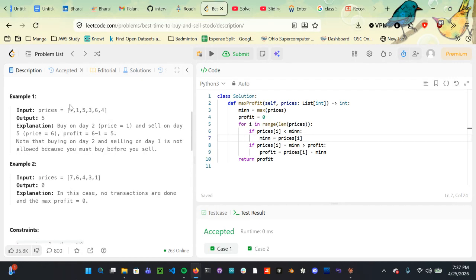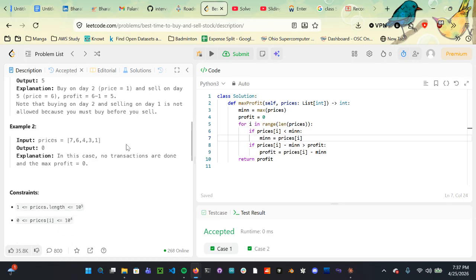So these are example inputs. So we have prices 7, 1, 5, 3, 6, 4. So we can really easily identify that index 1 and index 4 have the best, I guess, ROI. And so we return 5 in this example. In the second example, there's no profitable buy and sell transaction. So in this case, no transactions are done and the max profit is zero.